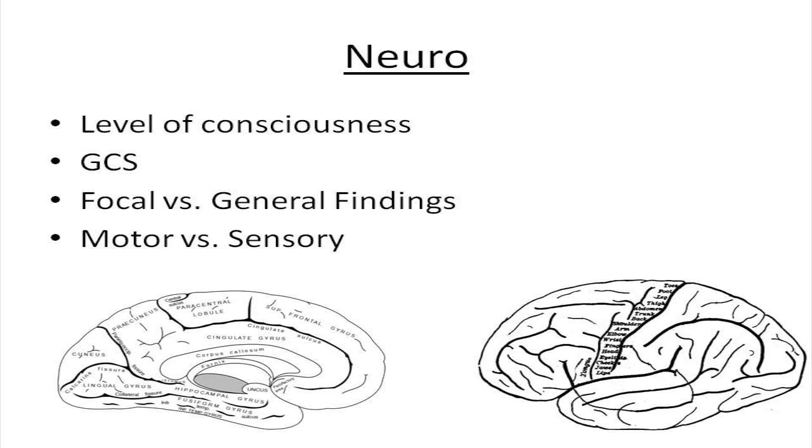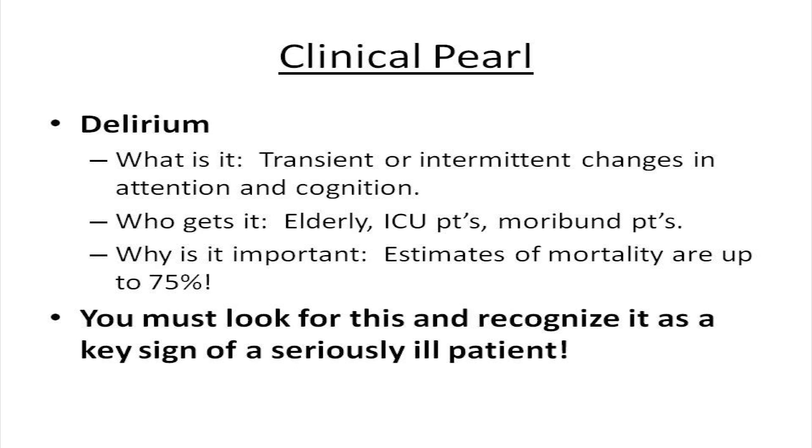And again, motor versus sensory, it's important to distinguish whether the deficit is motor or sensory. I'd like to give us a clinical pearl related to neurologic exams, and this one is regarding delirium. First of all, delirium is a transient or intermittent change in a patient's attention or cognition. We often see this in elderly patients.